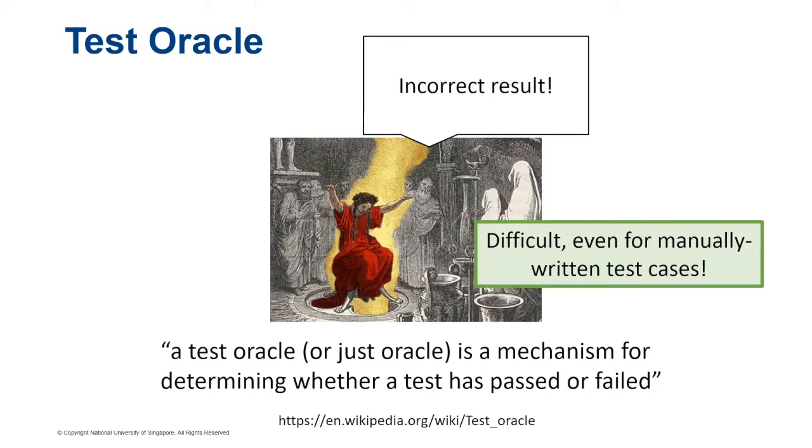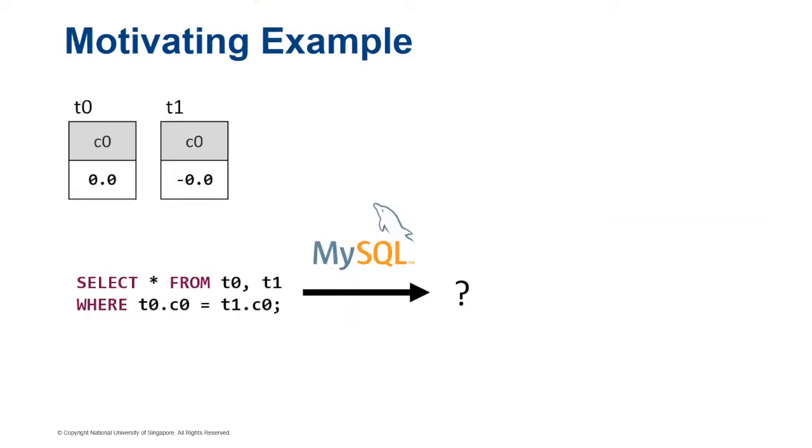Coming up with such a test oracle is difficult, even for manually written test cases. And I want to illustrate this based on an example. So you can see here a bug-inducing test case for MySQL. You can basically see that we already created two tables, namely T0 and T1. Each of those tables holds a floating point value, namely 0 and -0.